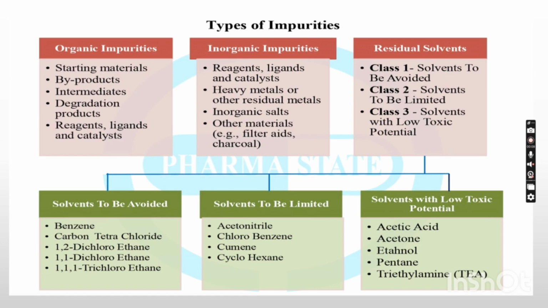Class 1 is the solvents to be avoided. This category includes benzene, carbon tetrachloride, 1,2-dichloroethane, 1,1-dichloroethane, and 1,1,1-trichloroethane. Then Class 2, solvents to be limited. This category includes acetonitrile, chlorobenzene, cumene, and cyclohexane. Then the third category is solvents with low toxic potential. This includes acetic acid, acetone, ethanol, pentane, and triethylamine.